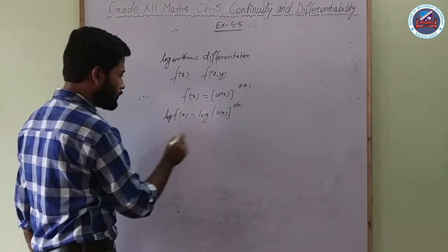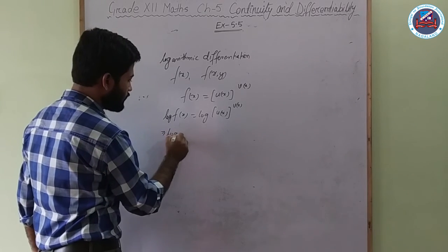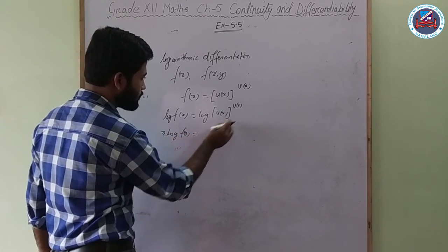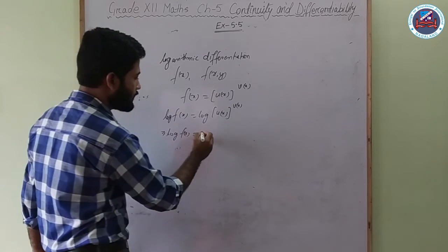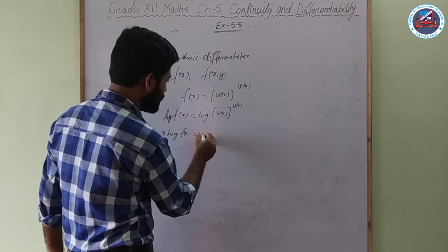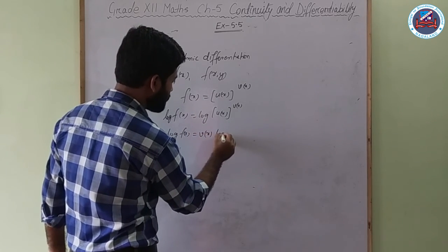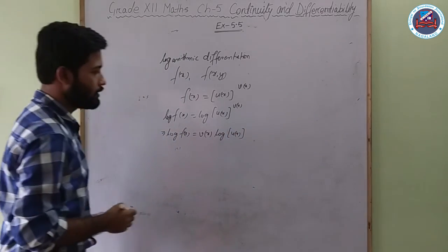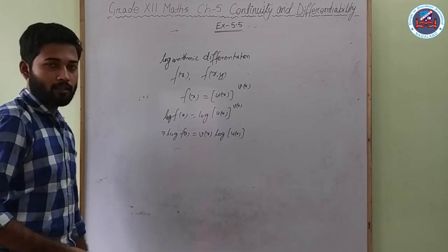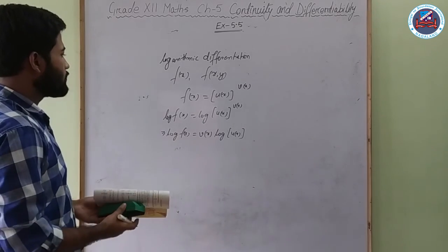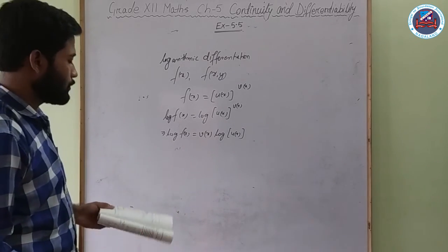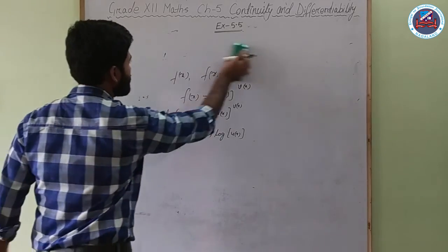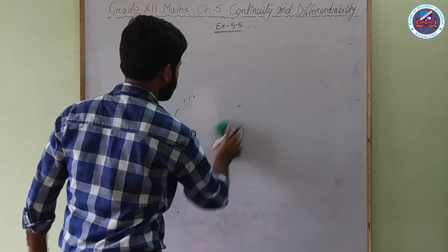Now by the property of log, log of f(x) will be equal to, this power will come to the left, in front. This will be v(x) log of u(x). Fine. So now it can be easily differentiated. So using this property, let us see a few problems from the exercise. Let's see the first one.